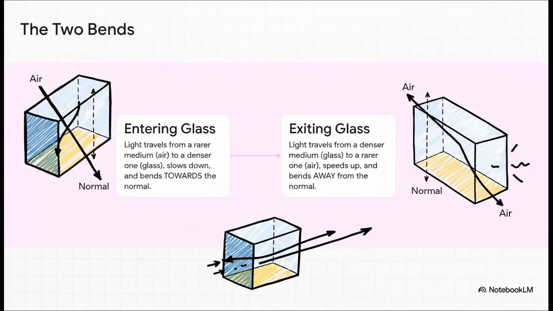So let's break down those two bends, because this is where the magic happens. First, when light enters the glass, it's going from a rarer medium, air, to a denser one, glass. Because of that, it slows down and bends toward this imaginary perpendicular line we call the normal. But then, when it leaves the glass, the total opposite happens. It's going from denser to rarer, so it speeds back up and bends away from the normal. The two bends are perfectly equal and opposite, which is pretty cool.